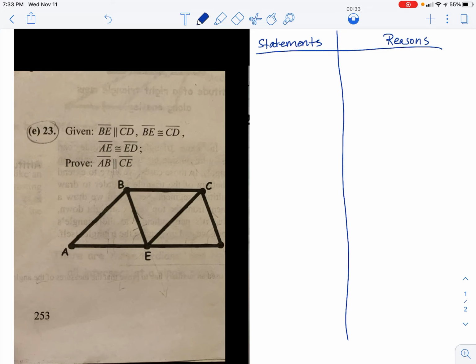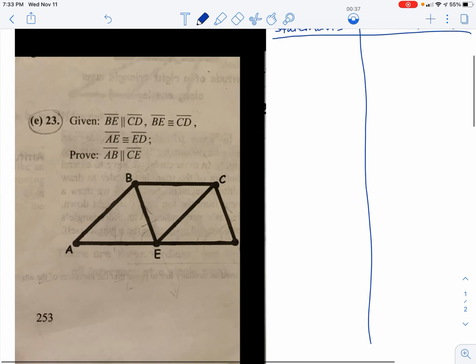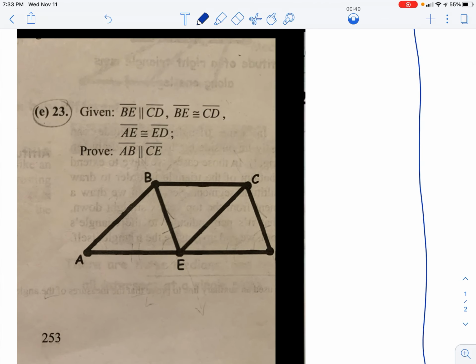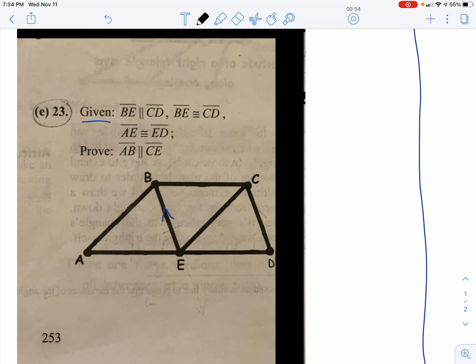So let's take a look at what we have here. This is a little bit of a complex shape. Let's look at our given and mark up what we have. In our given information up here, we see that BE is parallel to CD. So BE is parallel to CD. Oops, this is supposed to be a D over here. I got cut off.